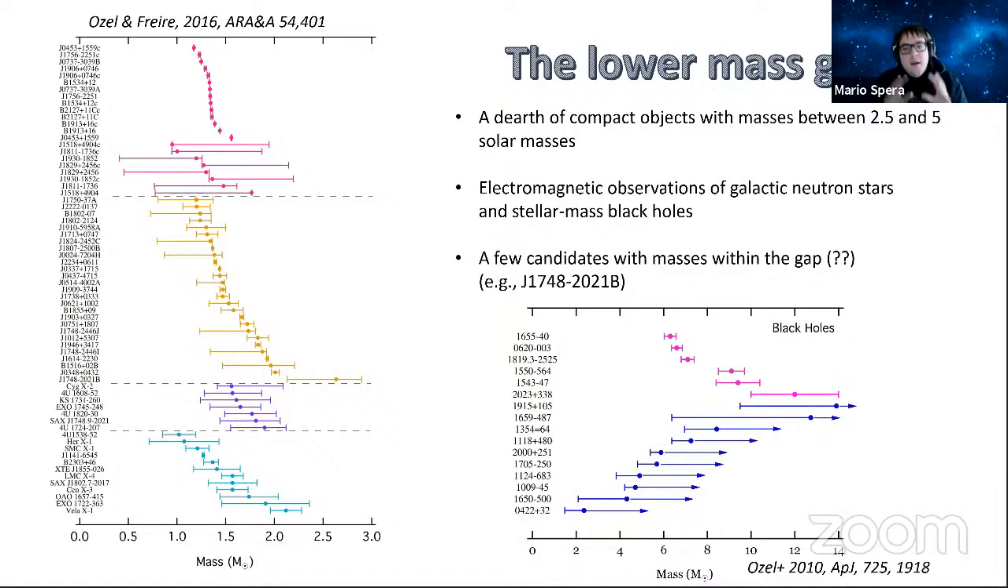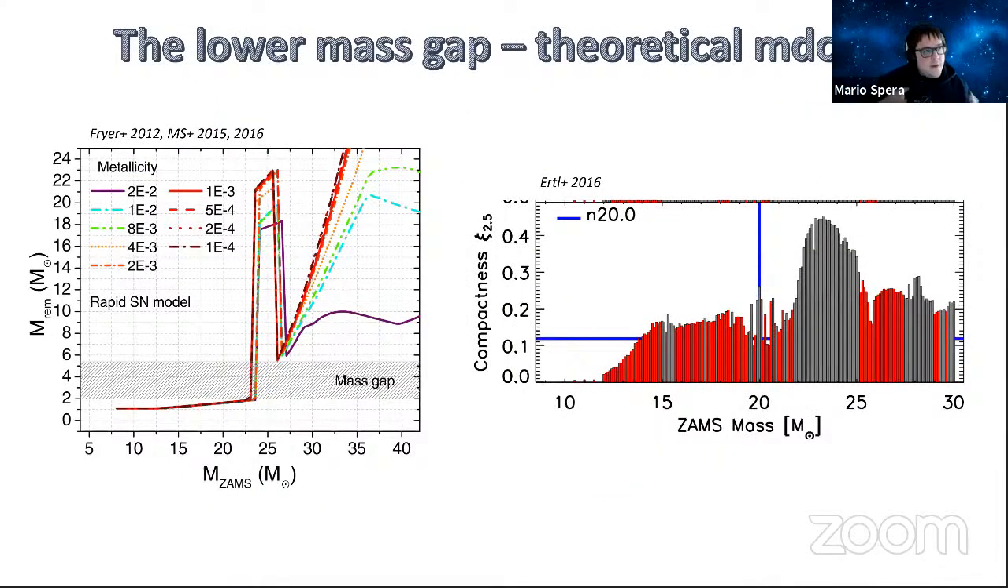Anyway, whether the lower mass gap is caused by some physics we do not really understand, or is just caused by selection biases and/or uncertainties in the X-ray observations, is still under debate. From the theoretical point of view, we do have in the literature some very simplified supernova explosion models that reproduce the lower mass gap.